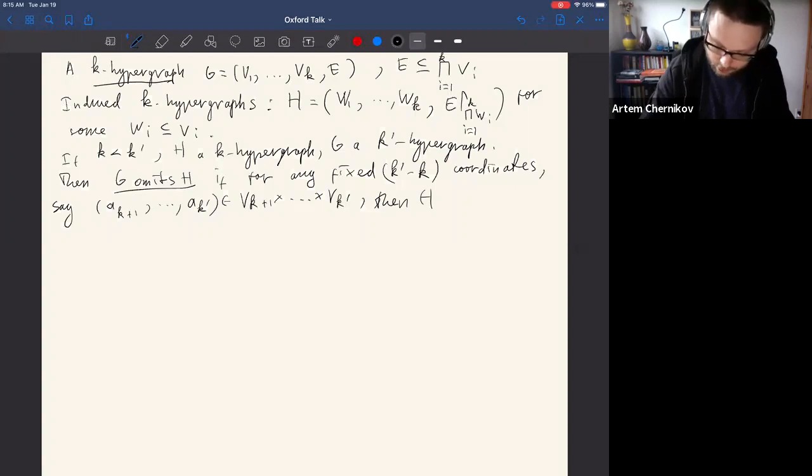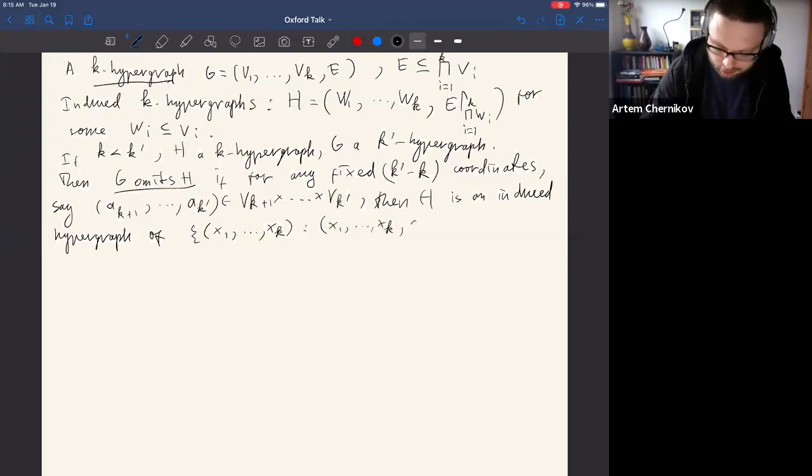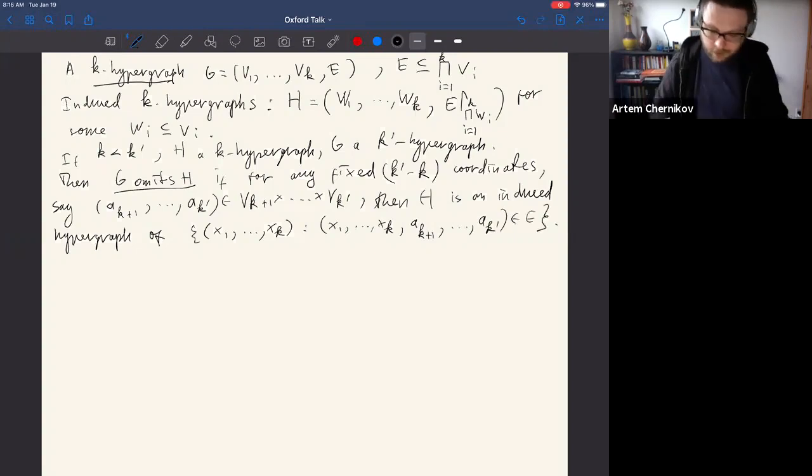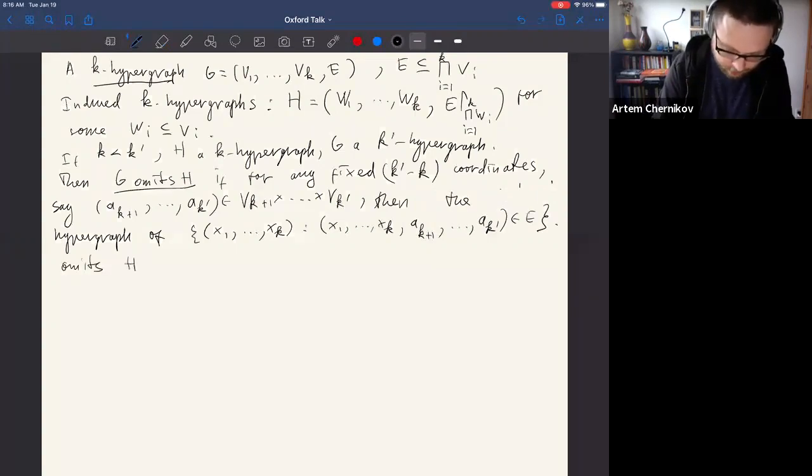So then H is an induced hypergraph of the corresponding set of vertices, so tuples x_1 through x_k such that the whole tuple x_1 through x_k with the remaining coordinates substituted by a_{k+1} through a_{k prime} belongs to E. Sorry, I'm defining what it means for G to omit H. So then the hypergraph given by this omits H. Any hypergraph given by fixing all but k coordinates omits H. Hopefully this is clear now.